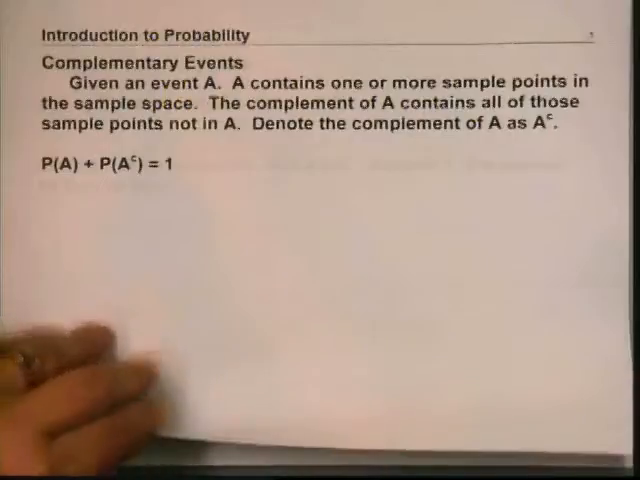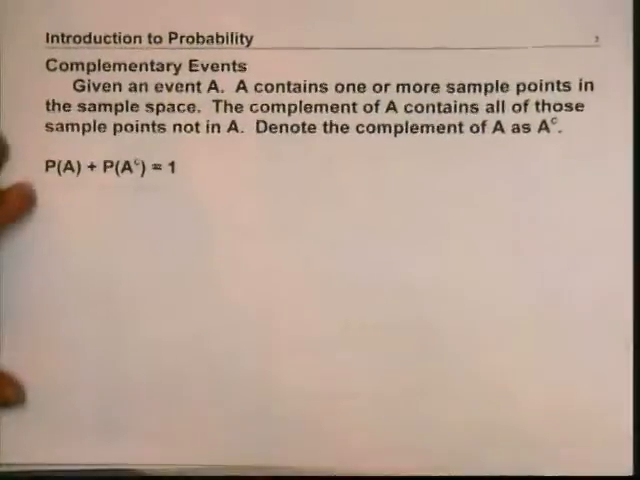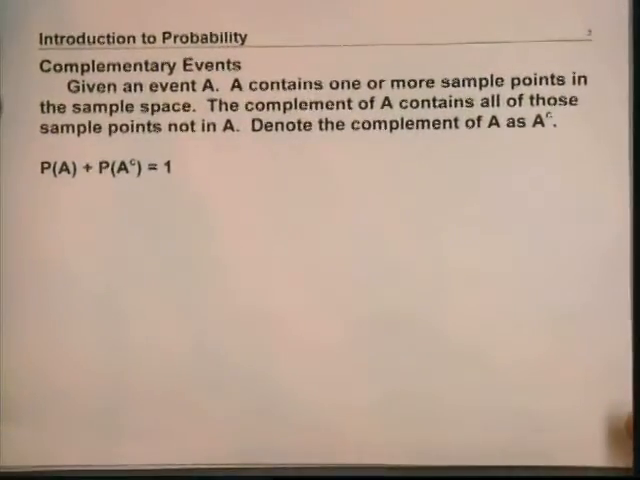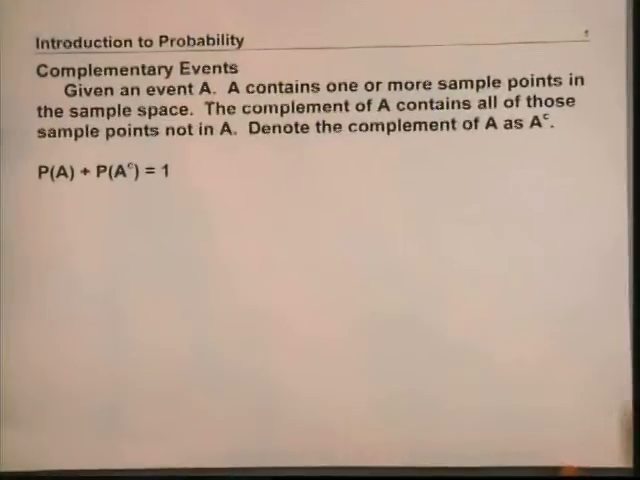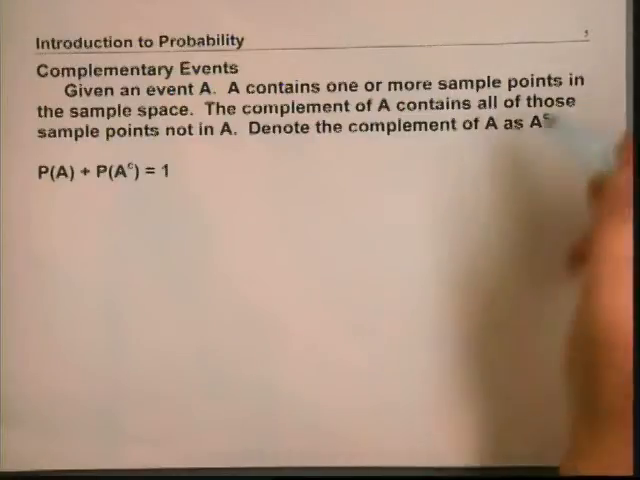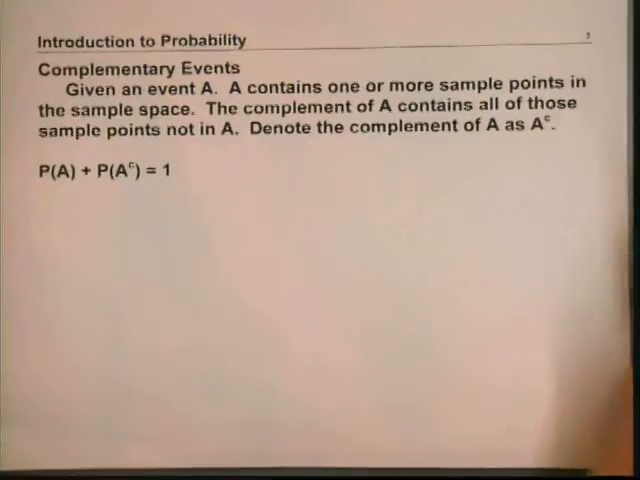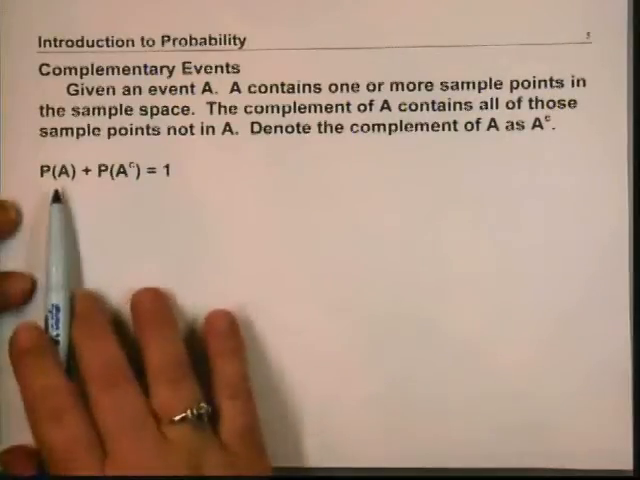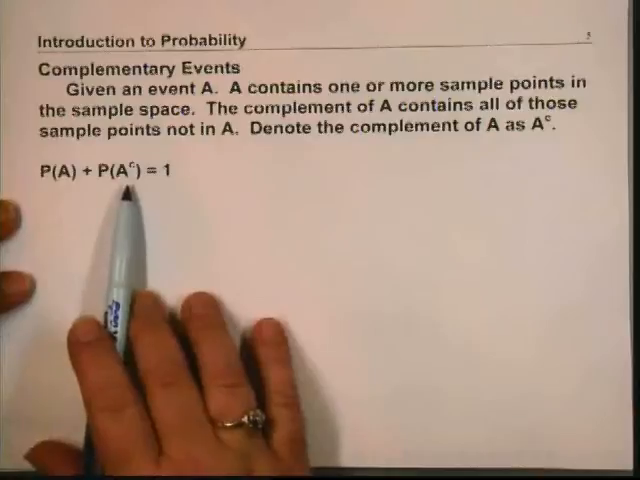We can talk about complementary events. Given an event A contains one or more sample points in the sample space, the complement of event A contains all those sample points not in event A, and we denote the complement of A as A with a superscript C. Some textbooks may use a different notation for the complement of a set. All right, and so it is the case that the probability of event A plus the probability of its complement, those probabilities must add to 1.